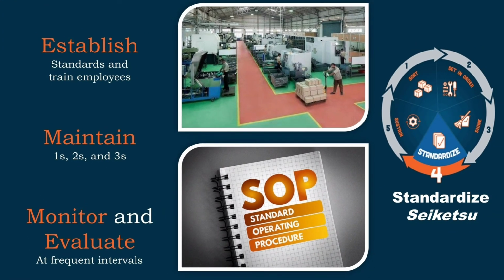The fourth S, Seiketsu, known as Standardize in English. In this step, one has to standardize actions taken in previous steps of 1S, 2S and 3S through standard operating procedures. Periodic reviews or audits should be carried out to monitor the activities and performance.